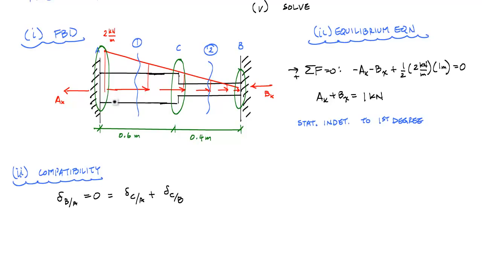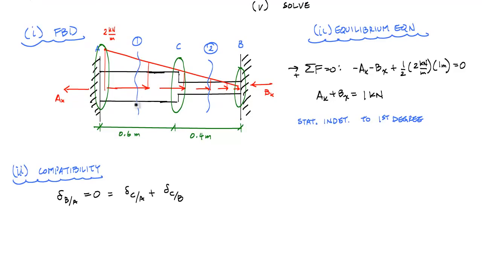Now because I have a distributed loading here, I know that my internal normal forces in each of these segments are not going to be constant. It's going to change with this distributed loading. And so I'm going to cut between each one, and I want to calculate the internal loading within each segment.